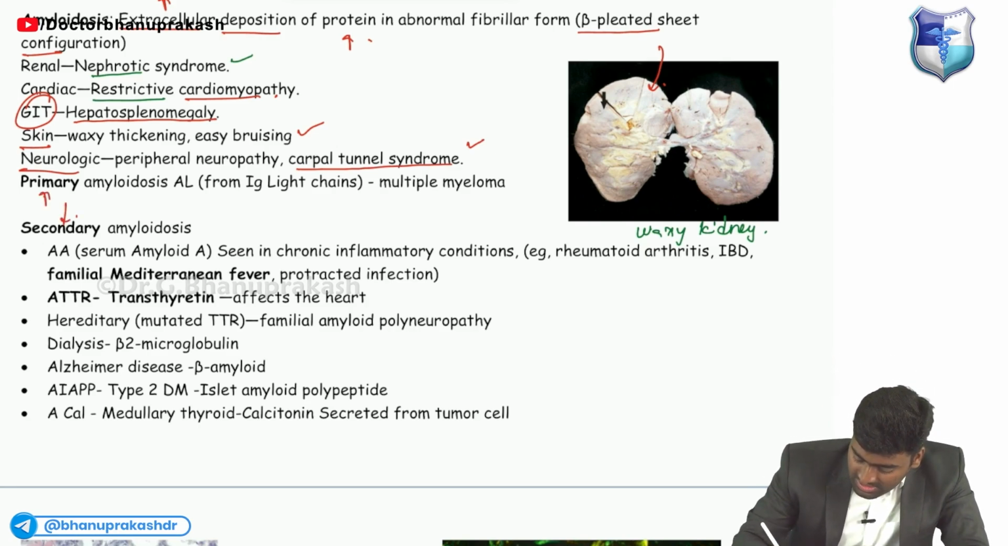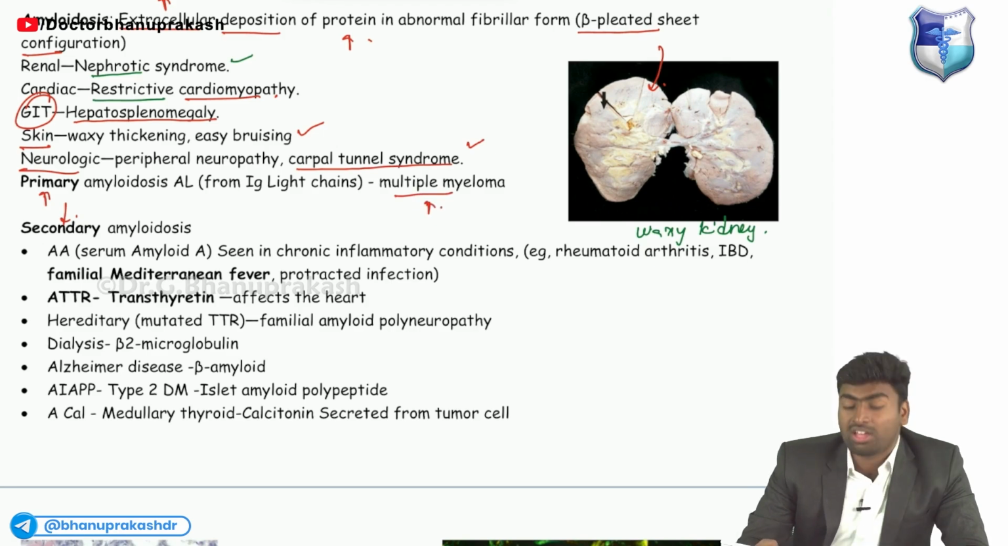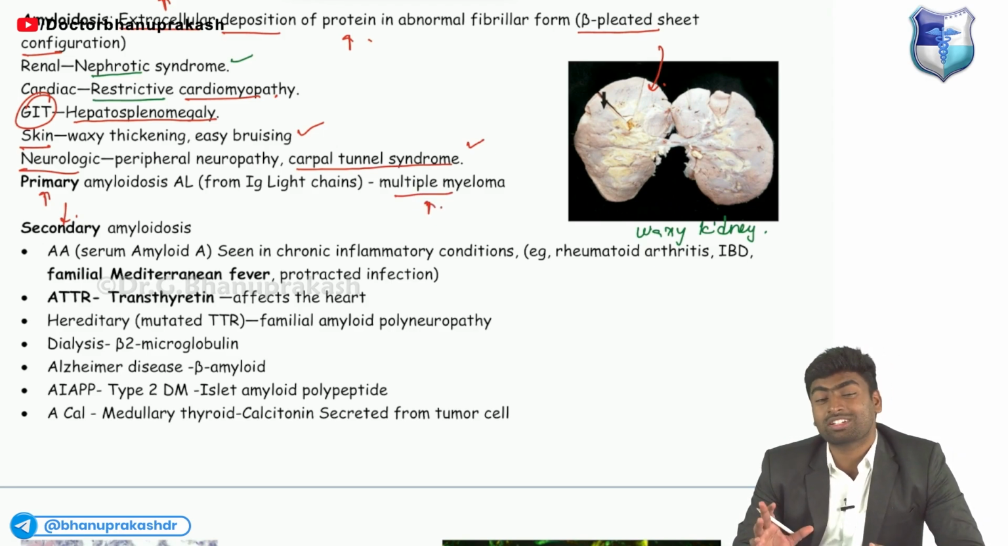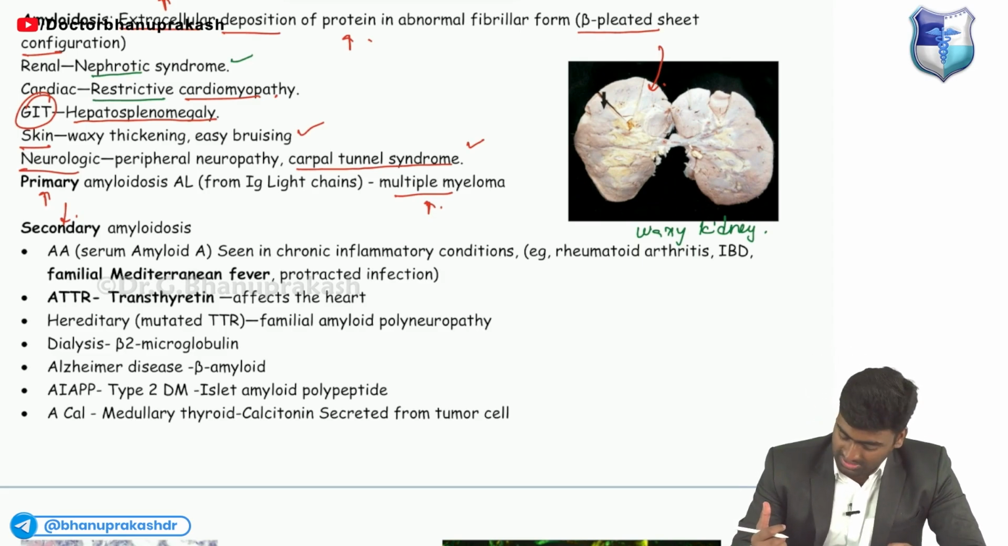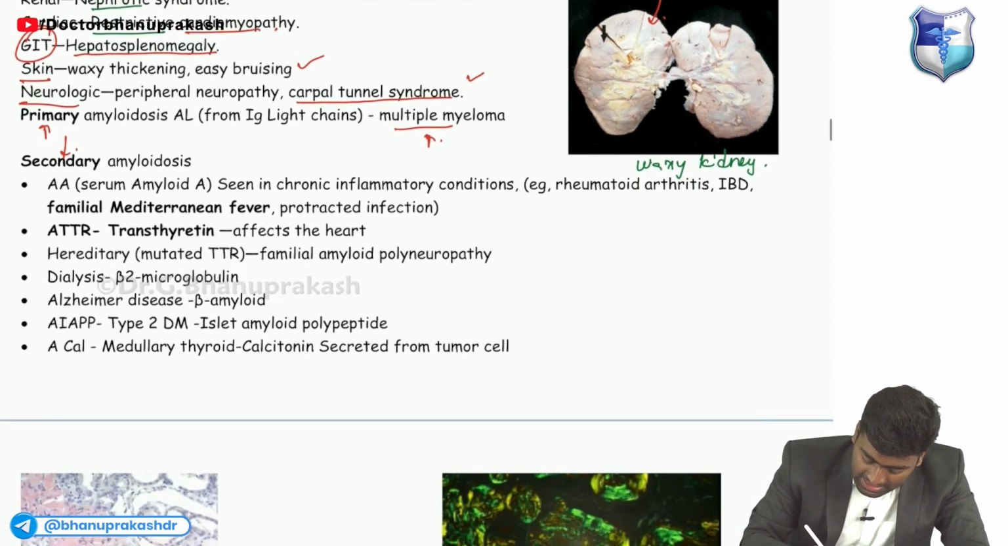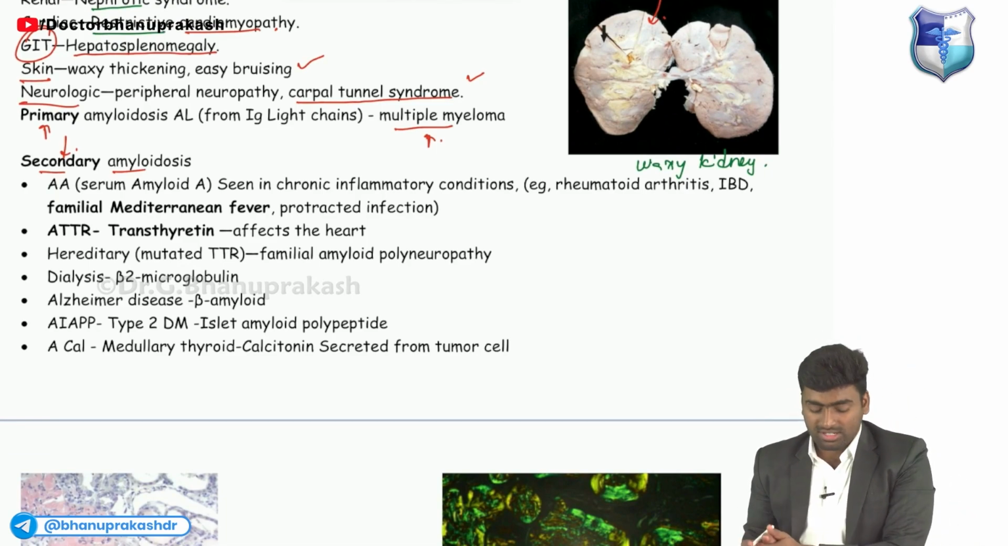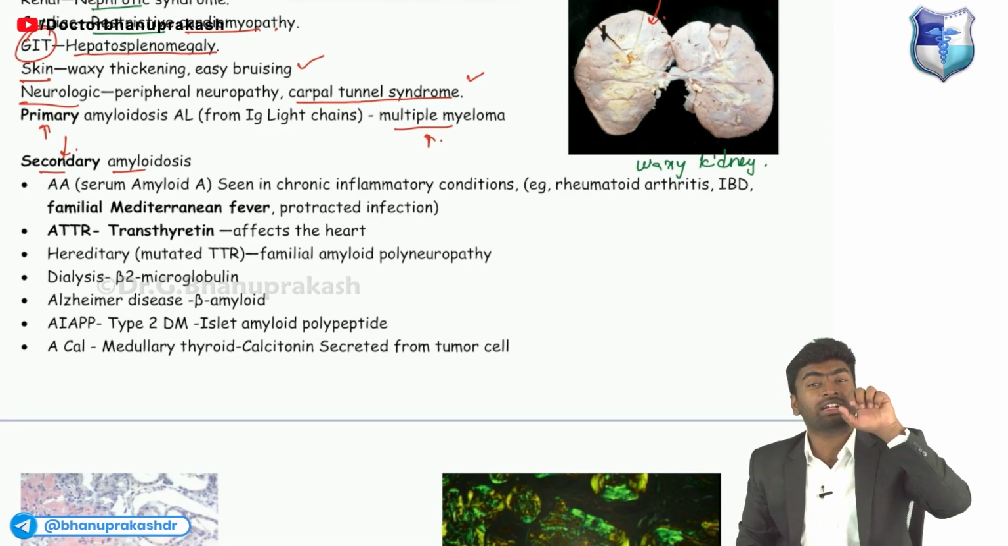Primary amyloidosis is our famous multiple myeloma, which is due to a mutation in the light chains of immunoglobulins, right? And next one, what is secondary amyloidosis? Secondary amyloidosis means it is because of some other conditions, and they have specific types of amyloids.